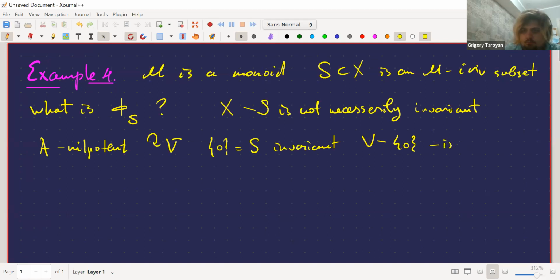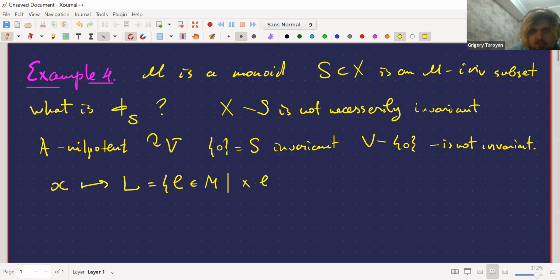Okay. However, we can fix this construction and define the characteristic function in the following way. Let's map a point inside of X into L, which is defined like this. Those are precisely those small l inside of M such that x times l belongs to S. So that's basically an ideal inside of a monoid, which consists of those elements which map our fixed point into S. So L is a right ideal in M.